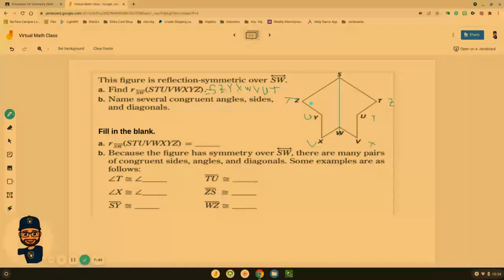Well, angle T, right? Angle T is really congruent to which angle? Angle Z. They're in that same spot, right? They're corresponding. T to U is the same one over here as Z to Y. And notice, because we wrote down those, it makes it a little bit easier for us to see. All right, take a moment. See if you can answer X. Angle X is congruent to what angle? Segment ZS is congruent to something. Segment SY, segment WZ. See if you get those four.